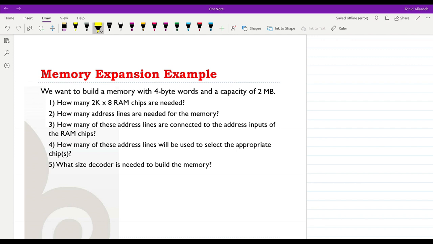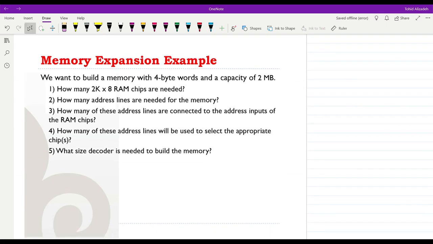In this example, we want to see how we can expand a memory, or how to construct a memory using given memory units or memory ICs. And we want to determine how many of them we need, how many address lines, how many data lines, and so on and so forth. So basically, what we want to construct is a memory with the width of 4-byte words. And the total capacity of the memory that you want to have is given as 2 megabits. Okay? So this is what we have. Now let's go through the questions one by one.